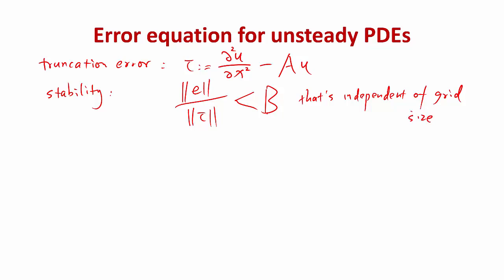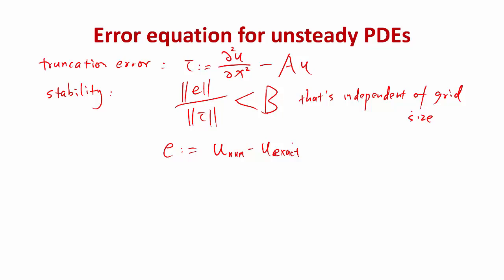All right, so that means if our truncation error decreases as our grid spacing becomes smaller and smaller, and the ratio of the error to truncation error is bounded, where the error is defined as U numerical minus U analytical, let's say U exact, right? Then we know that as we decrease the grid spacing, our numerical solution would converge to the exact solution. That is what we want.